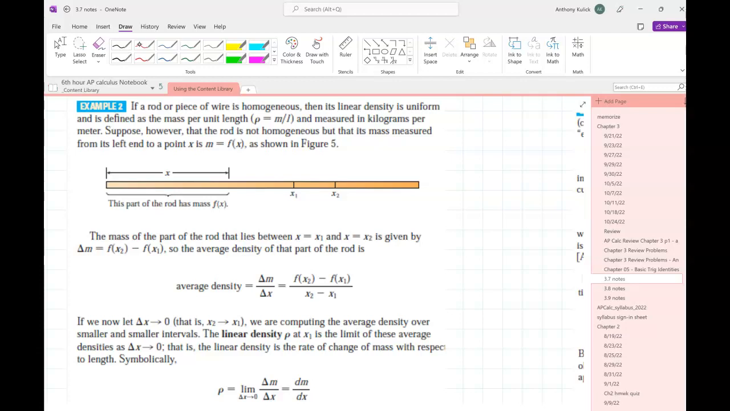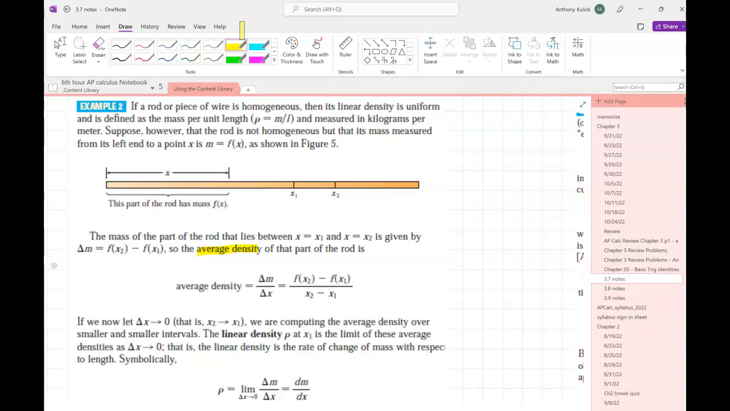The mass of the part of the rod that lies between x1 and x2 is just going to be the change in mass. So f of x2 minus f of x1. Everybody agree with that? So the average density for that part of the rod is just going to be the change in m divided by the change in x. So f of x2 minus f of x1 divided by x2 minus x1. What's that look like? Slope.